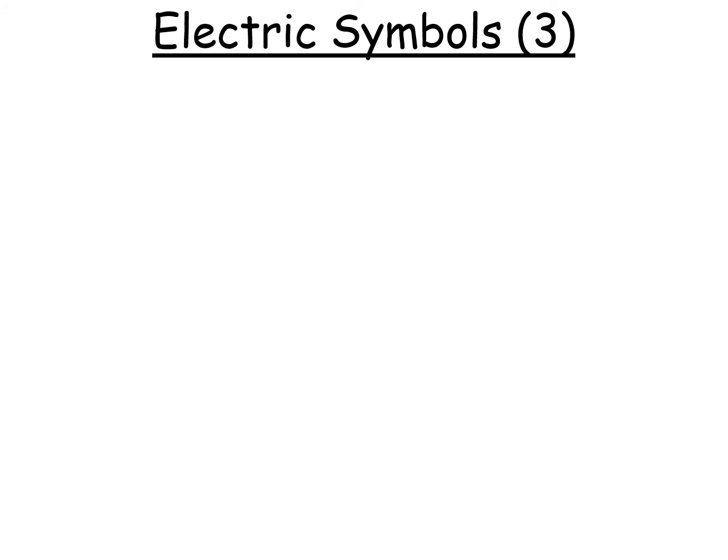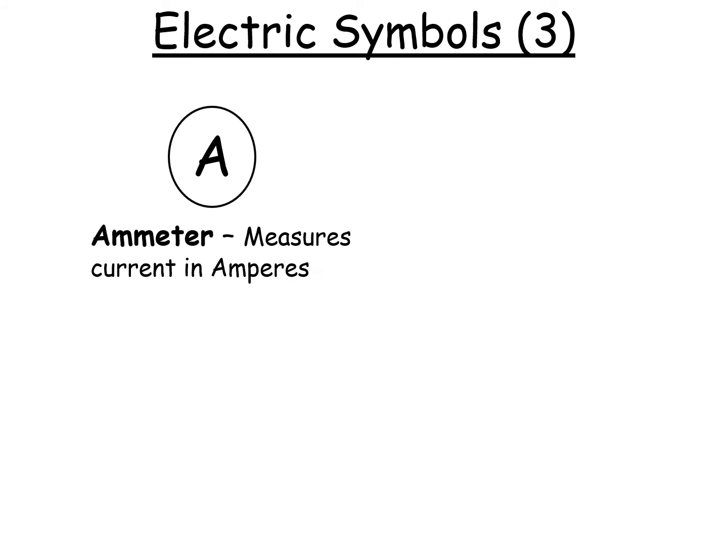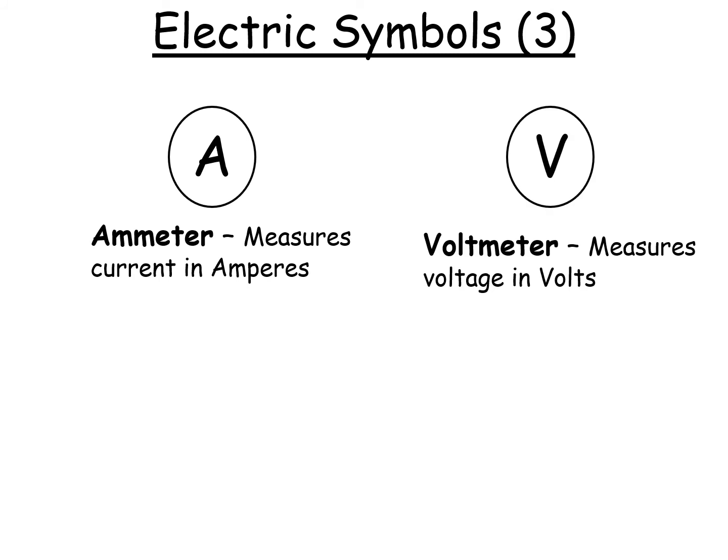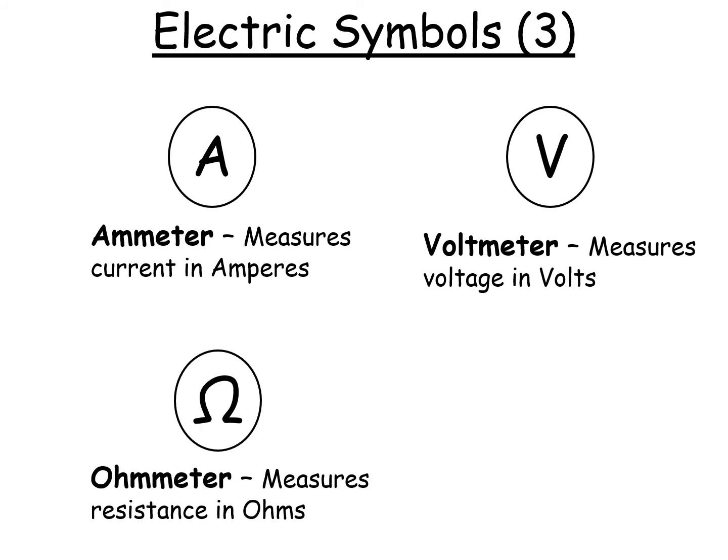Okay, final set of symbols here. The first one is an ammeter, which measures current in amps. Again, we'll look at these in more detail later on. You may have seen them in the PhET simulation if you've had a look at that already. The voltmeter measures voltage in volts, and again, we'll talk about that a bit later on. The ohmmeter measures resistance in ohms. All of these I would like you to have a chance to use in class when we get back into class.